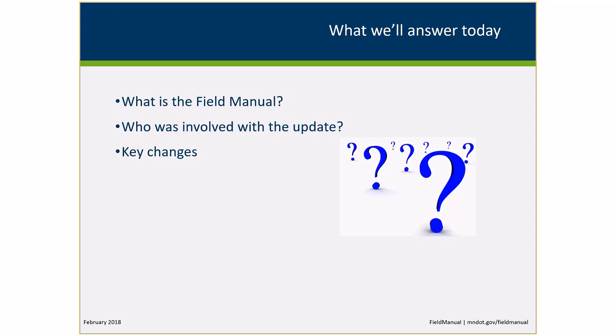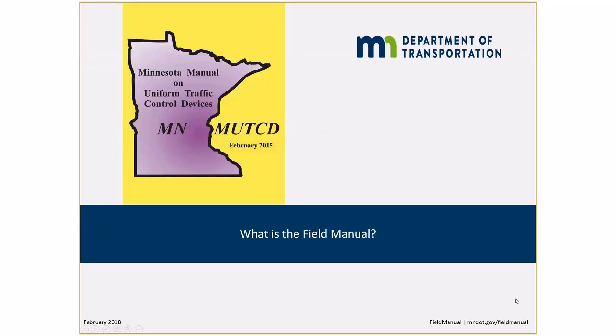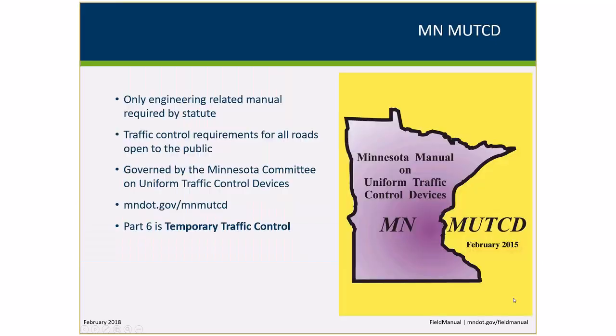I'll talk about who was involved with the update, and then I'll go directly into the key changes that you ought to be aware of as you're implementing the layouts in the field manual. The field manual is part of the Minnesota Manual on Uniform Traffic Control Devices. It's the only engineering-related manual that's required by statute. All the other documents that we use, whether it's the Green Book or the Road Design Manual, are guidance documents for the traffic professionals and the engineers as they're doing the design work and so forth.